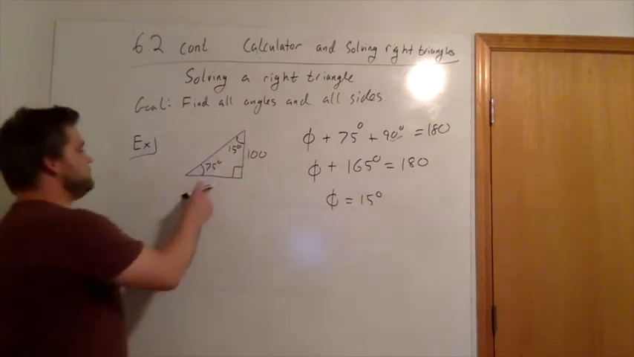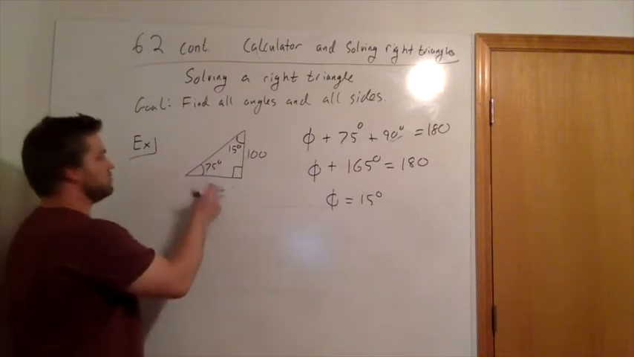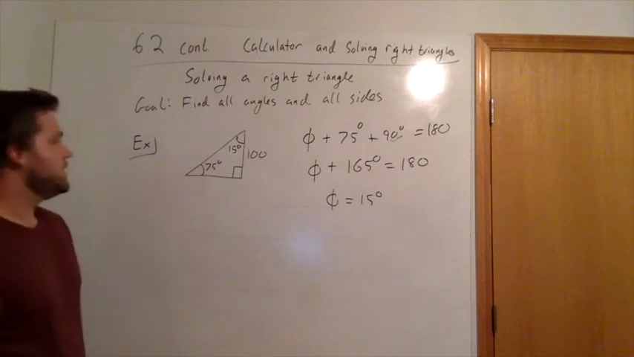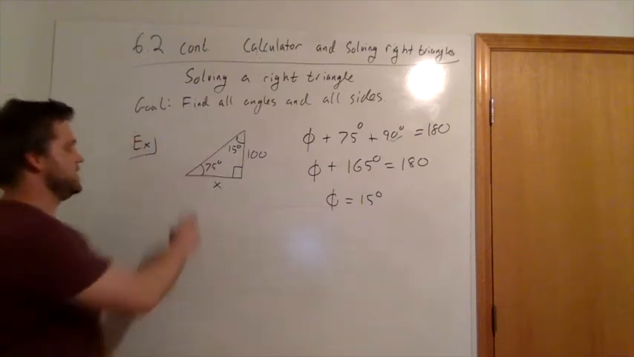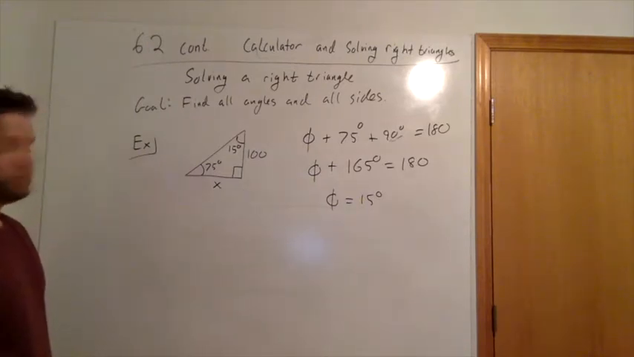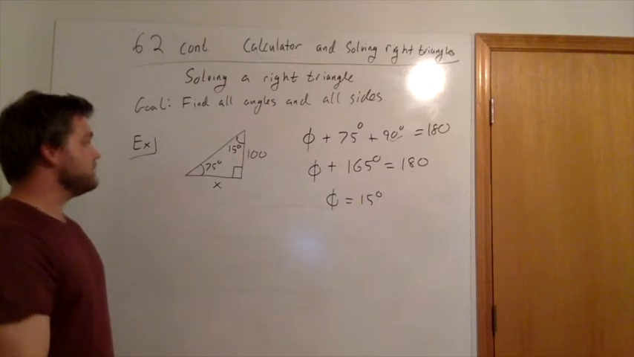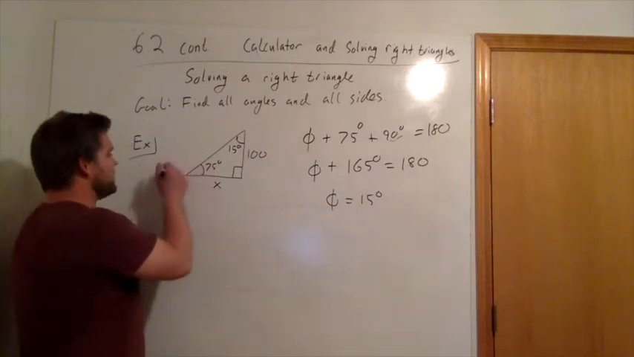Okay. Now we need to find these other two sides. And it's really kind of up to you which one you want to find first. Let's say we want to find side x first, or this side here, which we'll call x. So to do this, we can use our trig functions. I'll show you maybe two different ways to do this. Let's say we're standing right here.